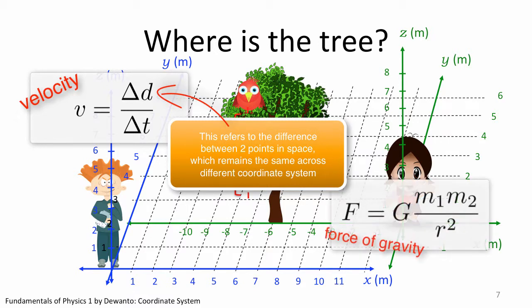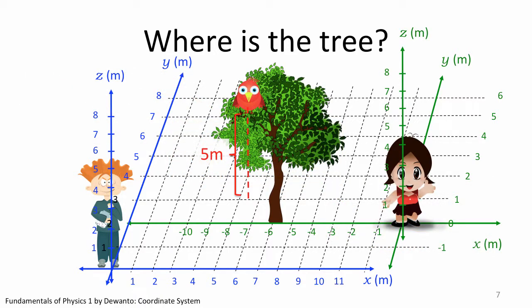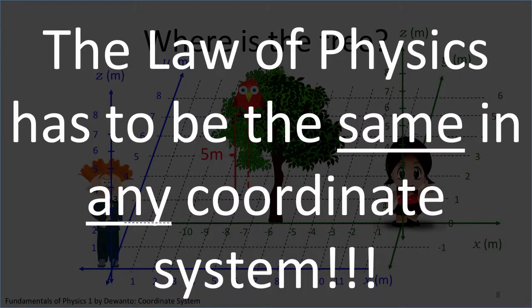Or remember the law of gravitational force we briefly touched in the last lecture series. F equal to G m1 m2 over r squared. The strength of the force is inversely proportional to the distance squared between the two masses. And because the distance between any two masses is the same regardless of coordinate system, the strength of gravitational force between any two masses in space is also the same regardless of coordinate system used. To put it simply, the law of physics is independent of coordinate system. This should be the case, otherwise our boy would live in a world that obeys a different set of physical laws from that of our girl, which needless to say doesn't make any sense.